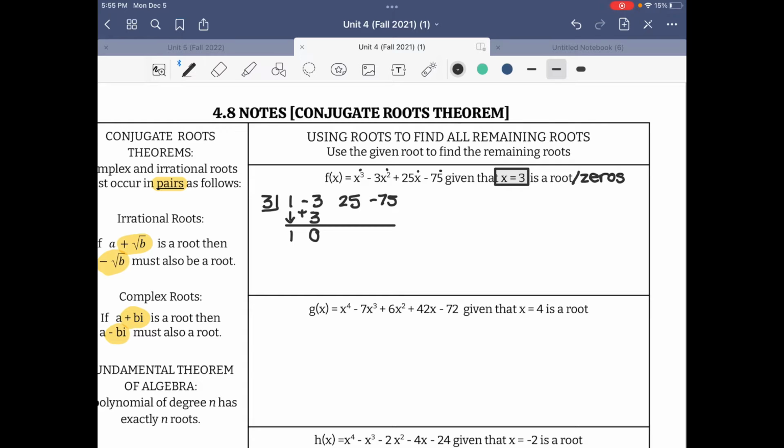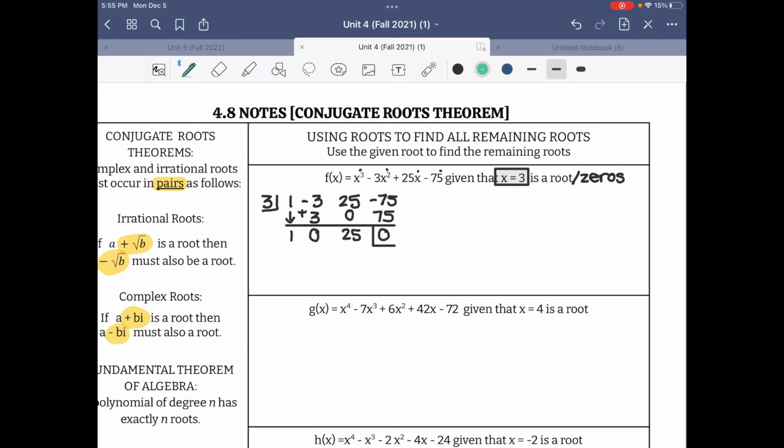0 times 3 is 0. 25 plus 0 is 25. 25 times 3 is 75. And negative 75 plus 75 is 0. Now that number has to be 0, otherwise you've made a mistake.